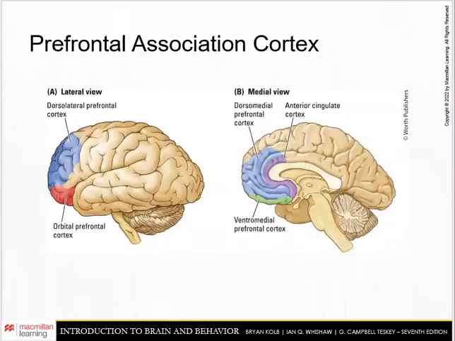In this figure, we have a lateral view of the brain's left hemisphere in figure A and a medial view of the right hemisphere in figure B, which represents the regions of the prefrontal cortex in relationship with the associated anterior cingulate allocortex that's shown in figure B there on the right.